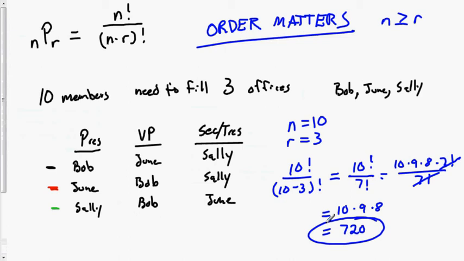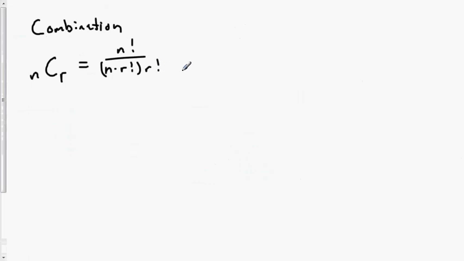Now, this is called permutation. What about if order doesn't matter? If order doesn't matter, then it's called combination. And it's called nCr, and this is just the binomial coefficient. This is n factorial over n minus r factorial times r factorial. So here, items are still selected from the same group. No item is used more than once, but order doesn't matter.